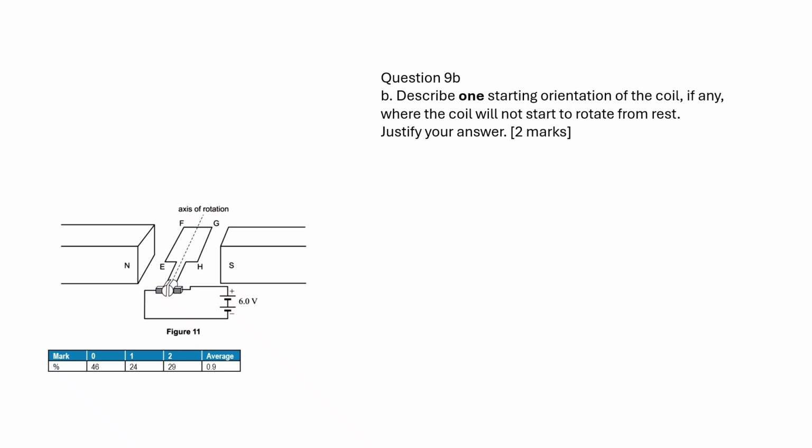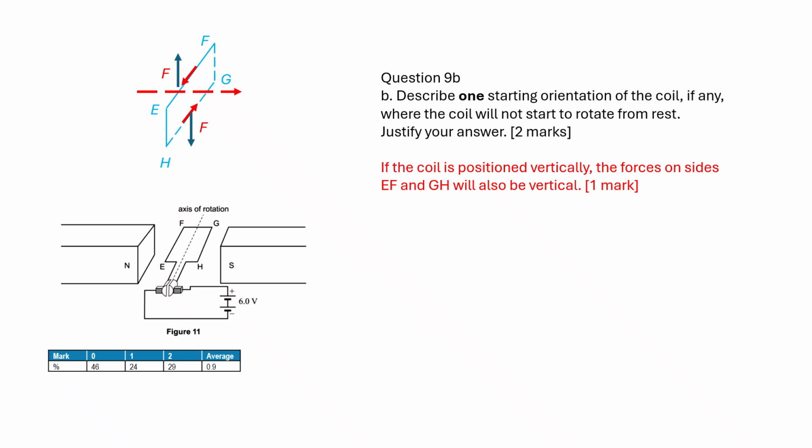If the coil is positioned vertically, the forces on sides EF and GH will also be vertical. This lack of a horizontal force component means the coil cannot start rotating.